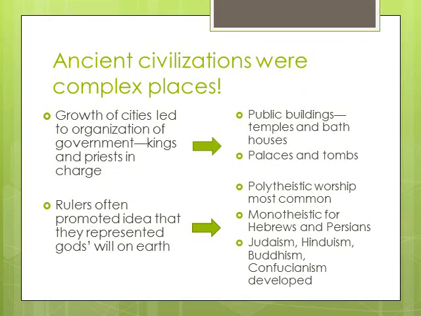Ancient civilizations were complex places. We're not talking about people who lived in caves and walked around with fire on torches. These cities that developed in ancient civilizations gave way to organized government. And in most cases, you had kings and priests who were in charge.